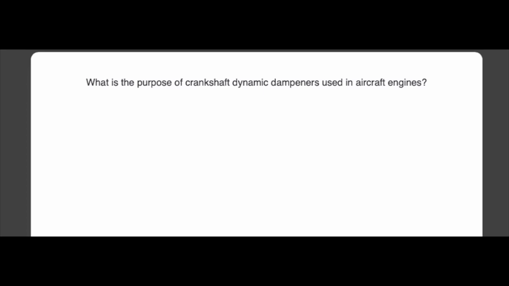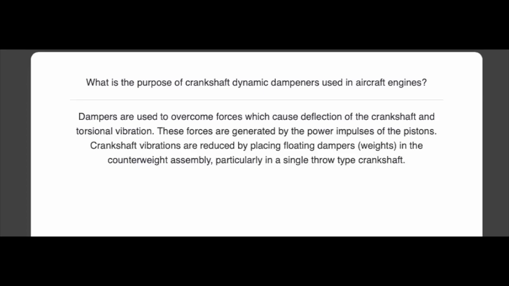What is the purpose of crankshaft dynamic dampeners used in aircraft engines? Dampeners are used to overcome forces which cause deflection of the crankshaft and torsional vibration. These forces are generated by the power impulses of the pistons. Crankshaft vibrations are reduced by placing floating dampener weights in the counterweight assembly, particularly in a single throw type crankshaft.